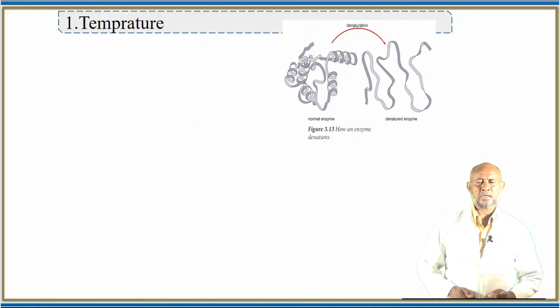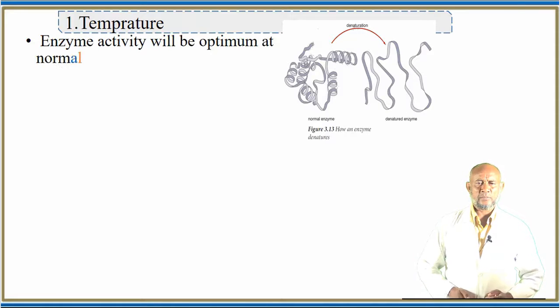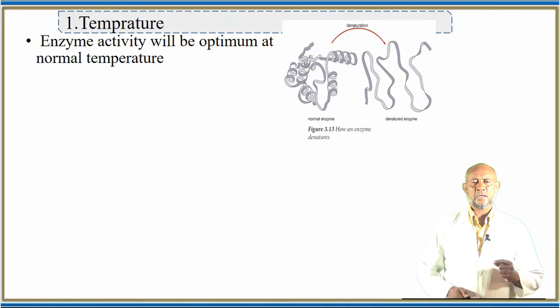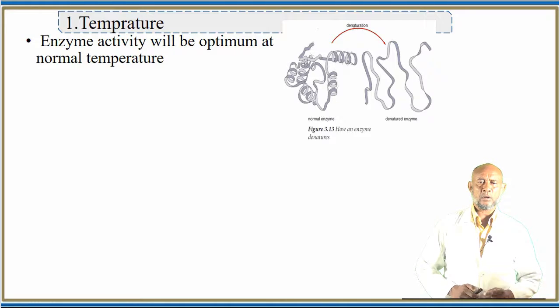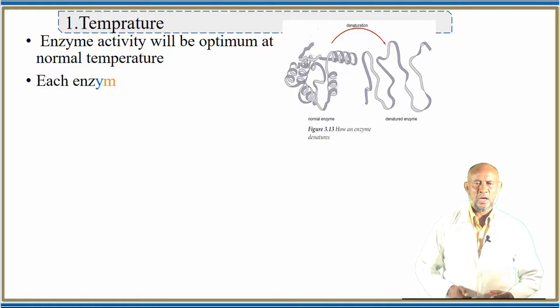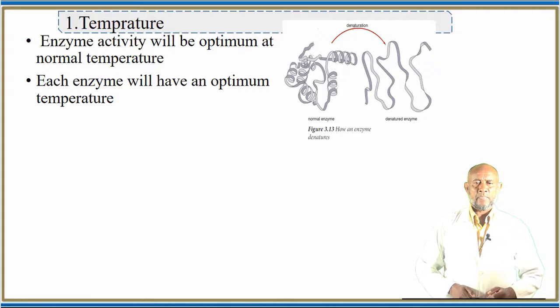First of all, let us begin with temperature. Temperature is one of the factors that can affect the catalytic activity of enzymes. Enzyme activity will be optimum at normal temperature. The normal temperature is the optimum temperature for most of the enzyme activities. Each enzyme will have an optimum temperature.